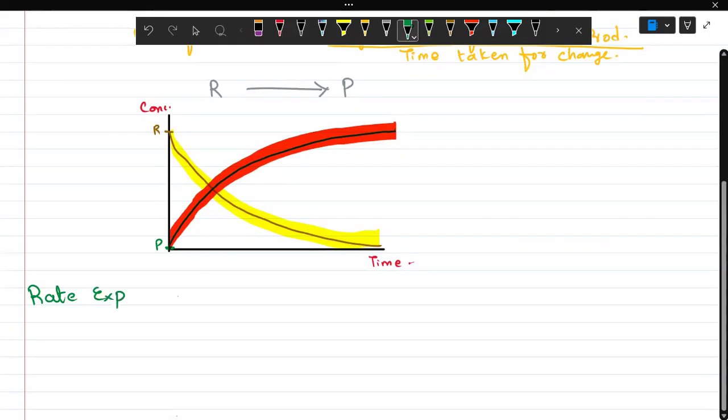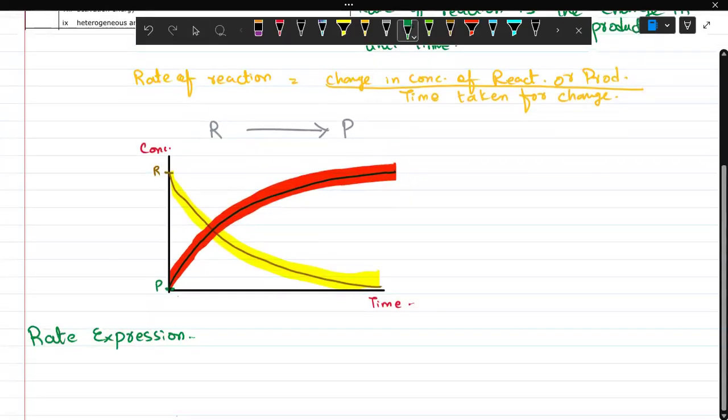Now let's see that there is a thing which is known as the rate expression. Okay. And simply for the rate of reaction, you can also say that rate of reaction is dx upon dt, or you can say that delta x upon delta t. These are the two main things here, dx upon dt and delta x upon delta t.